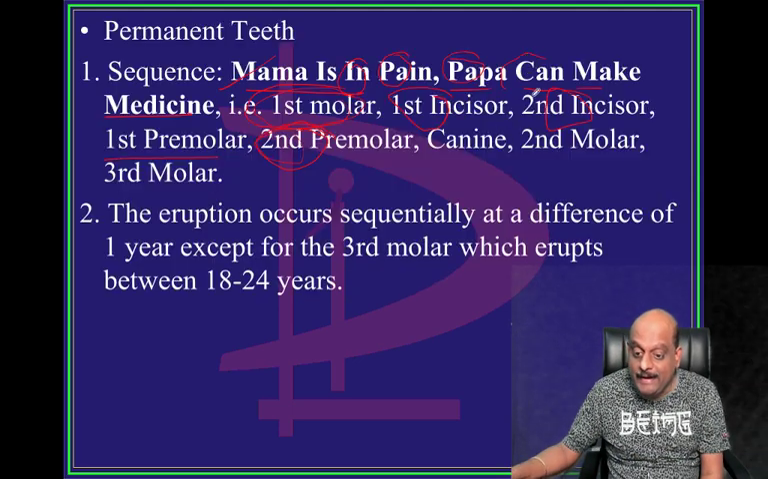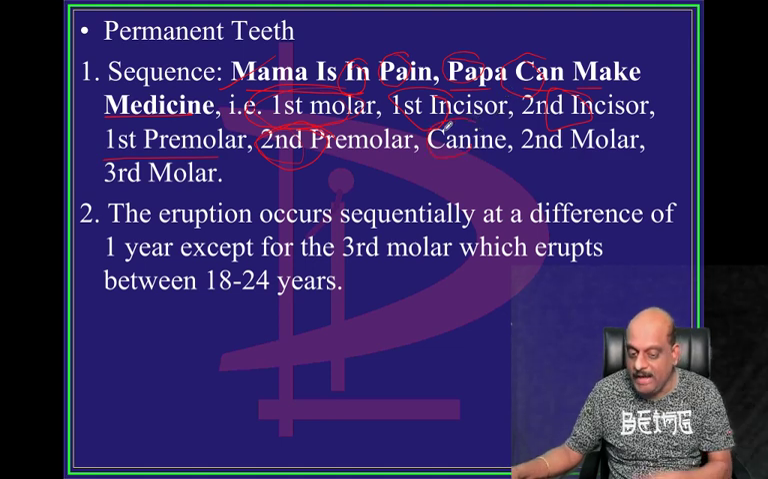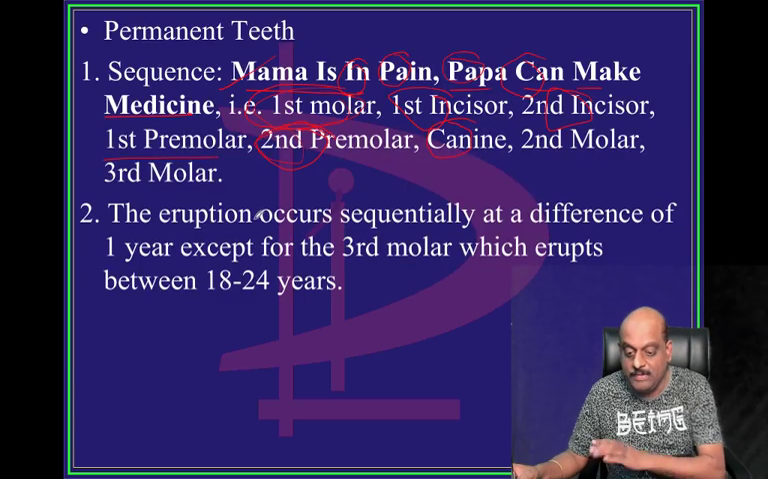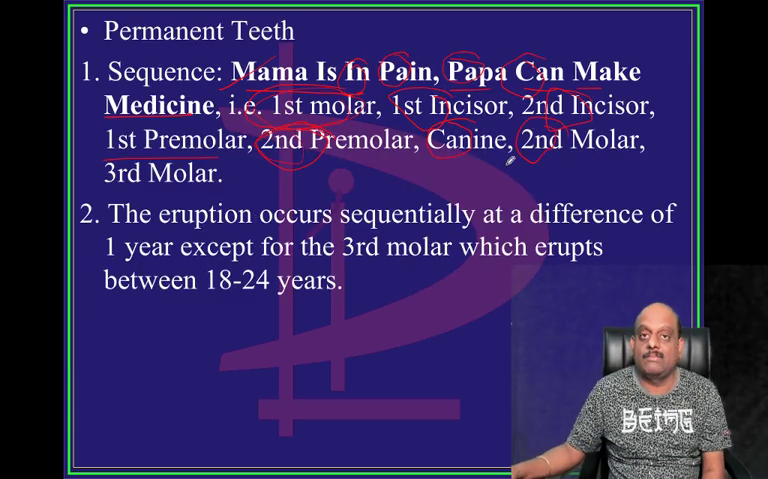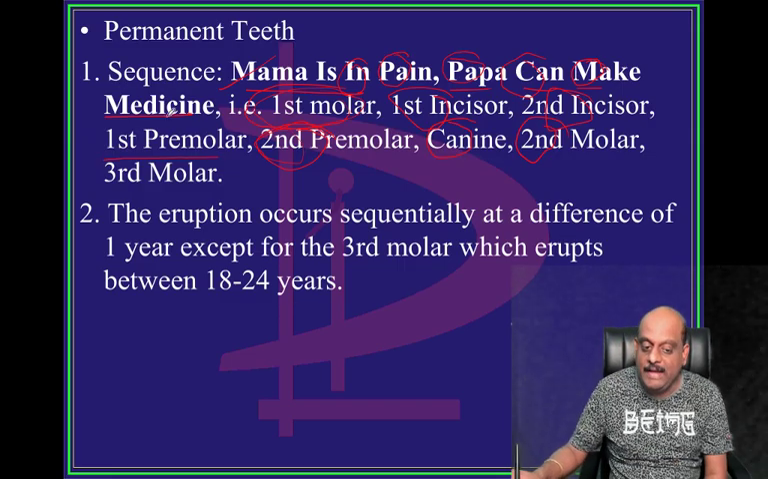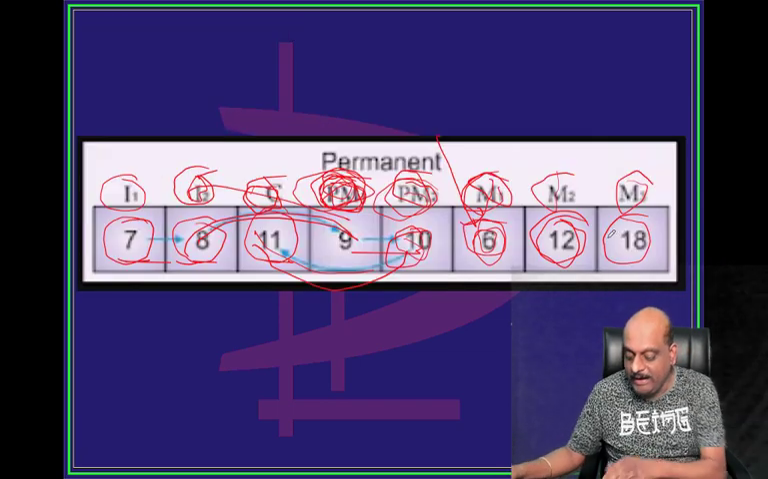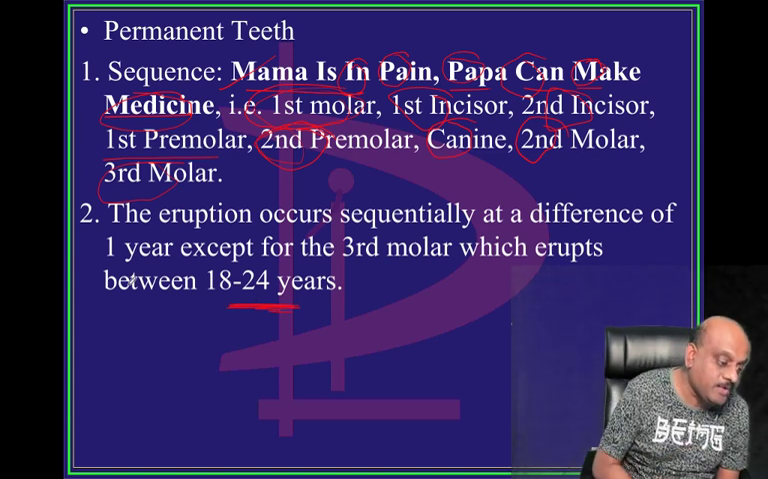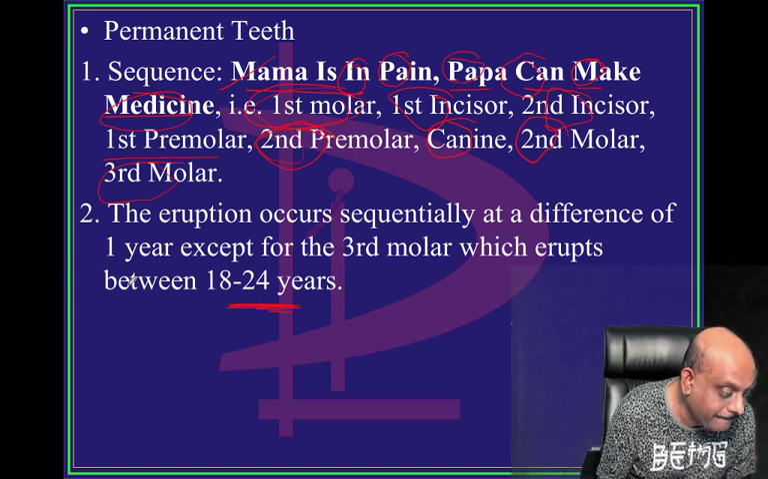Then "can" means canine. So the canine will come at the 11th year. Second molar, "make", is the second molar. So the second molar at the 12th year. Lastly, "medicine", that is the third molar. The third molar is at the 18th to 24th year. That is what you need to remember.